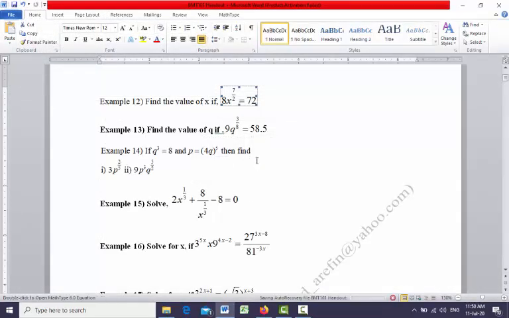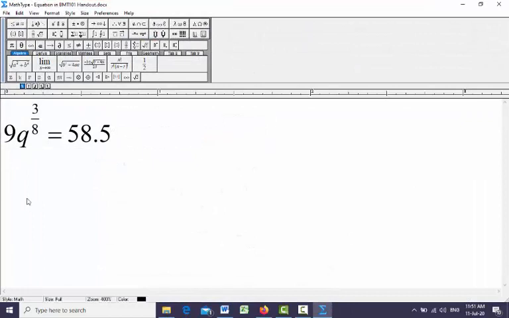Right. So let's solve example 13. Here you need to find the value of q. Here the variable is q. You need to find the value of the variable which is q.